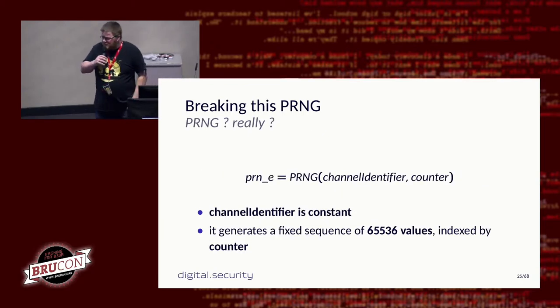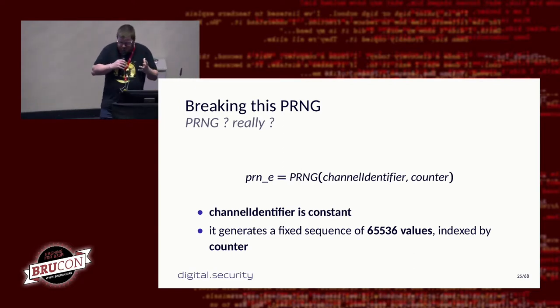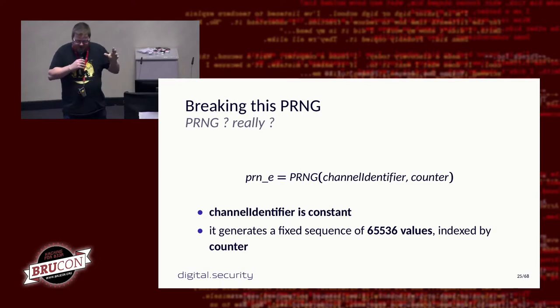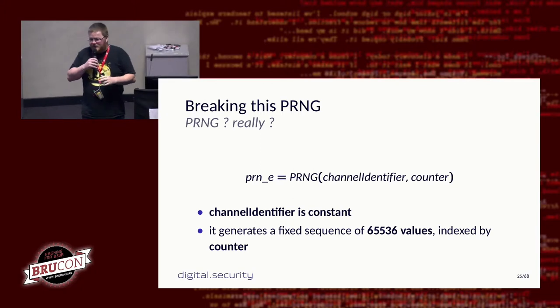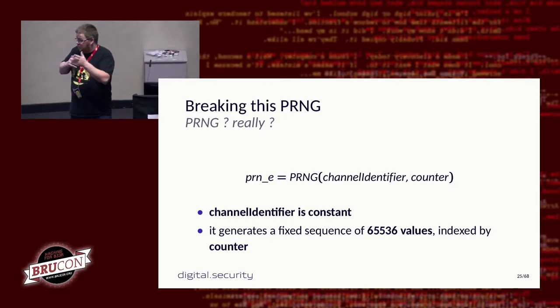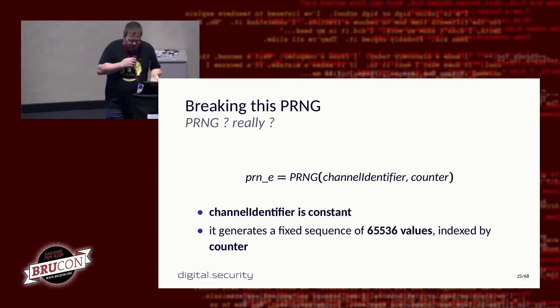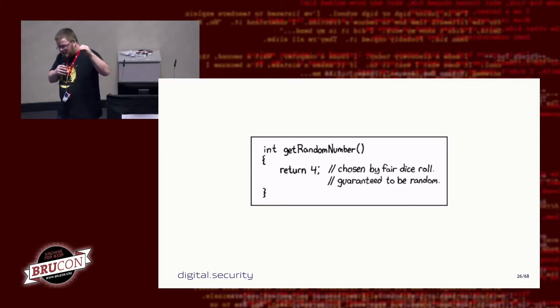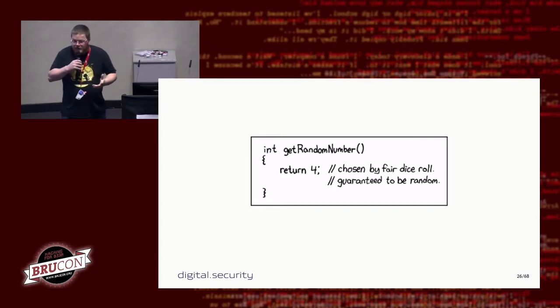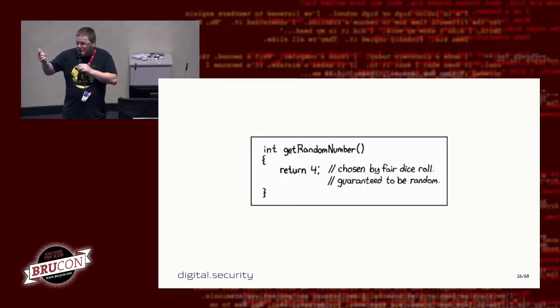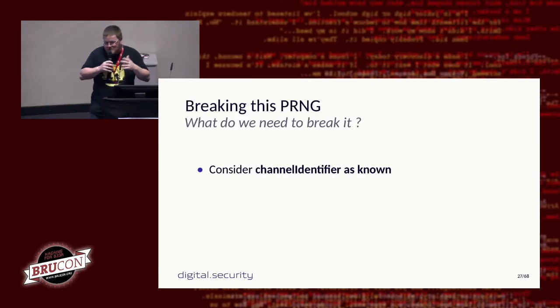And in fact, is it really a PRNG? If you have a look at the function, it is a black box function that takes a known value at the counter to generate 65,536 different values for a given channel identifier. The channel identifier is constant, and this sequence is fixed. So if you look at this from an attacker's perspective, this can be broken because you are going to loop over all of these 65,000 values. If you manage to know where you are in the sequence, then it's done.